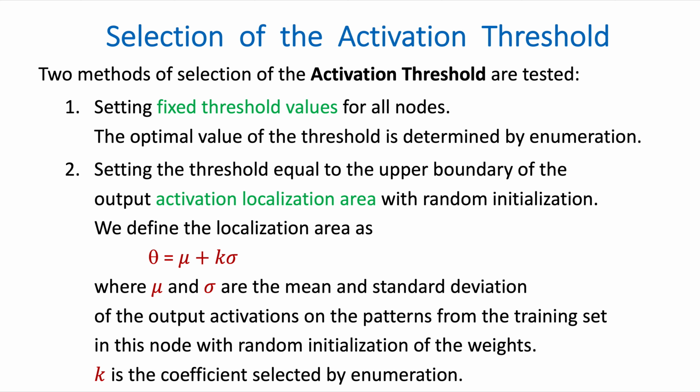And there is a question of selection of the activation threshold, and we introduce two methods of selection. First is setting a fixed threshold for all nodes. The optimal value of the threshold is determined by enumeration. The second is setting the threshold equal to the upper boundary of the output activation localization area with random initialization. There is a formula for this localization area that involves such parameters as mean and standard deviation and some coefficient selected by enumeration.